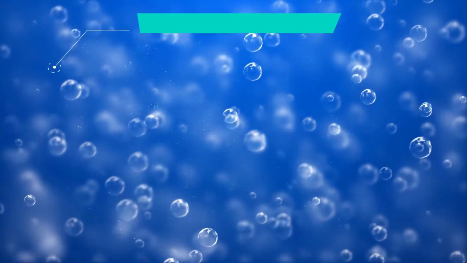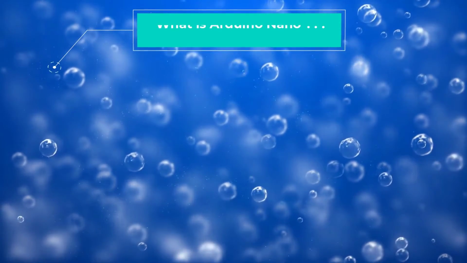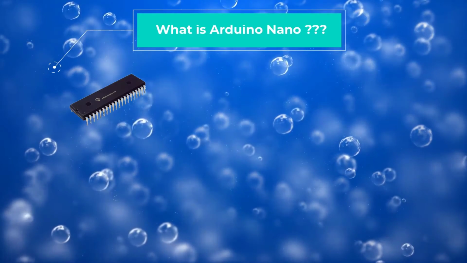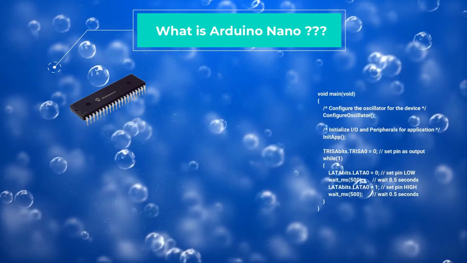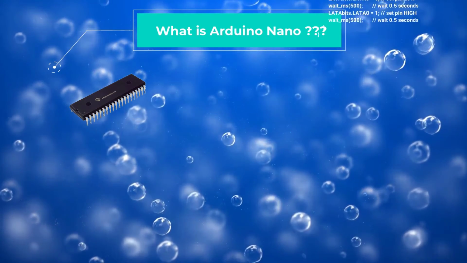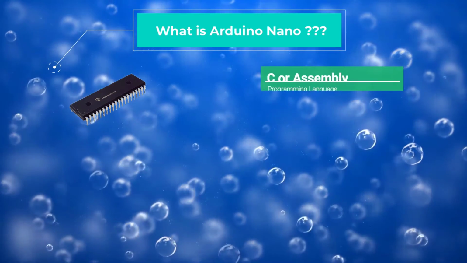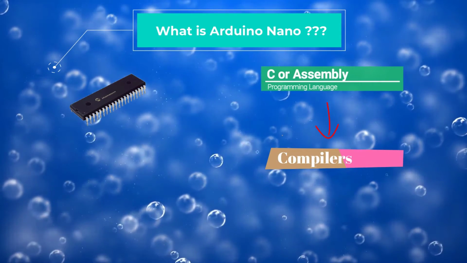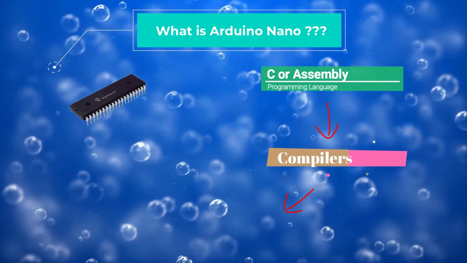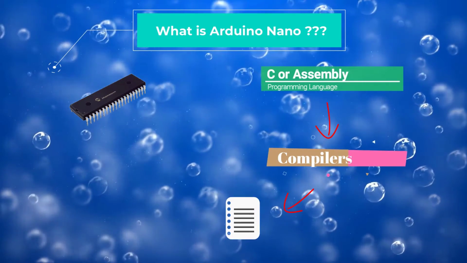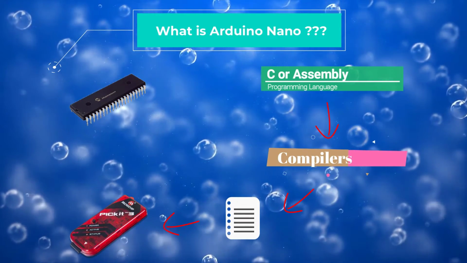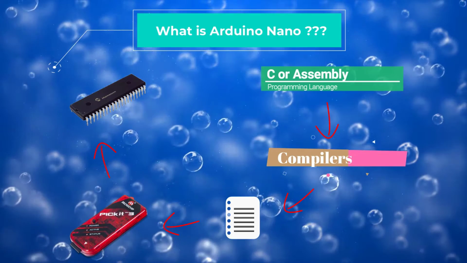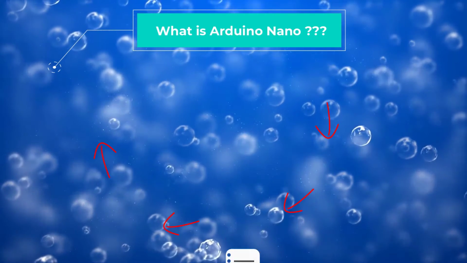Now let's have a look at what is Arduino Nano. If you have worked on any microcontroller before, like PIC or Atmel, then you must have the idea that a programming code is uploaded in the microcontroller. A developer writes the programming code in C or assembly language, and then compilers are used to compile those codes. These compilers simply create the hex file of the code, and this hex file is then uploaded in the microcontroller using a burner or programmer, as we use PICkit 3 for uploading code to PIC microcontroller.